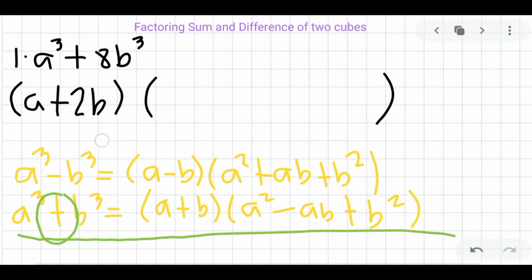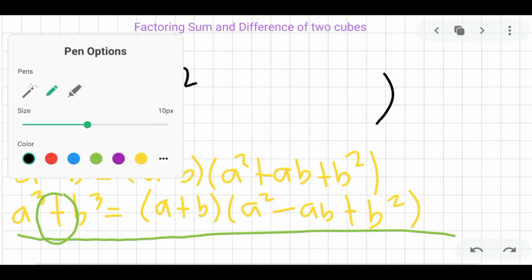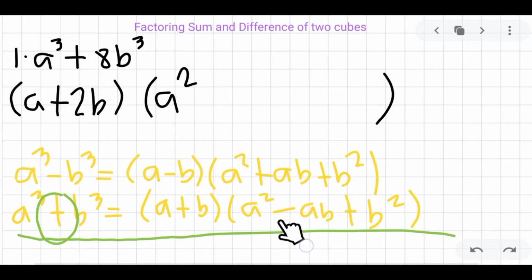Next, focus our eyes here. We only look here, forget this. We look here to get the other factor. Just look here. Okay, so we square the first term. a times a. If we multiply variables, we add the exponents. So a times a, the answer is a squared. Next, copy the sign. As you see here, when it is positive, it becomes negative automatically. So negative, then positive.